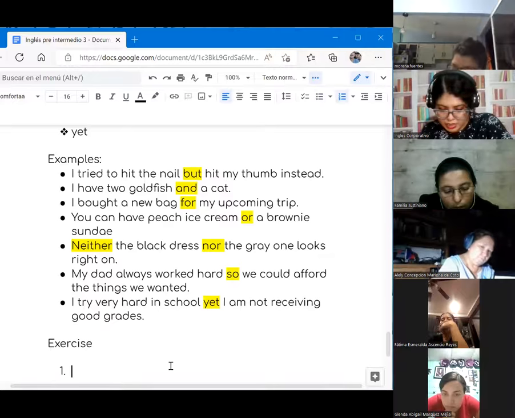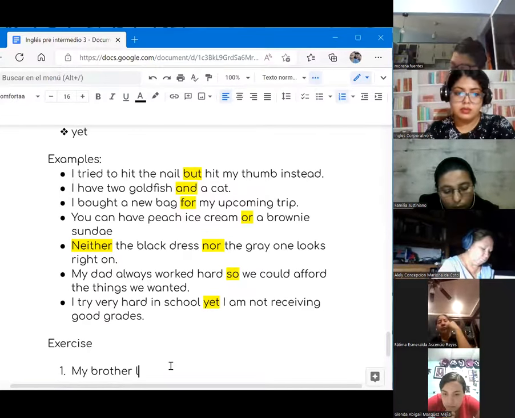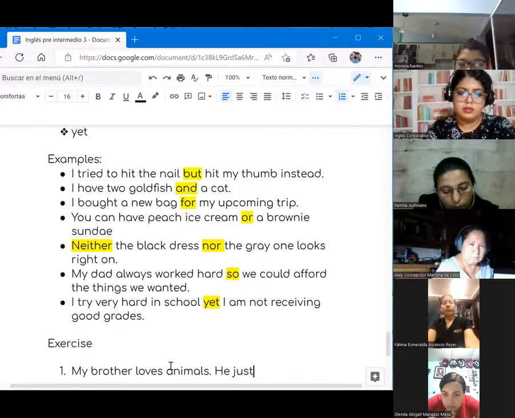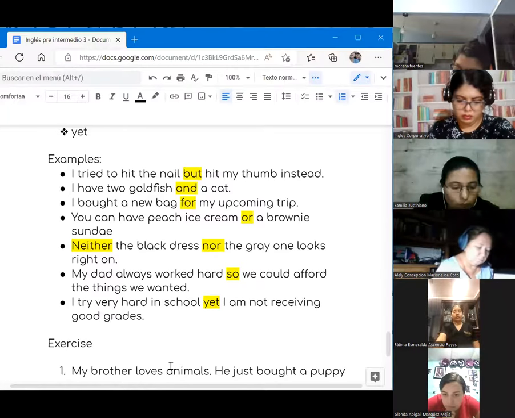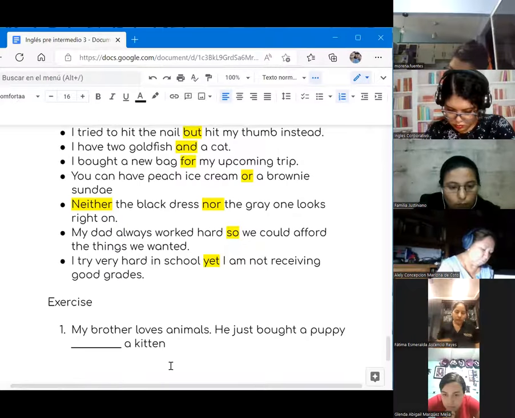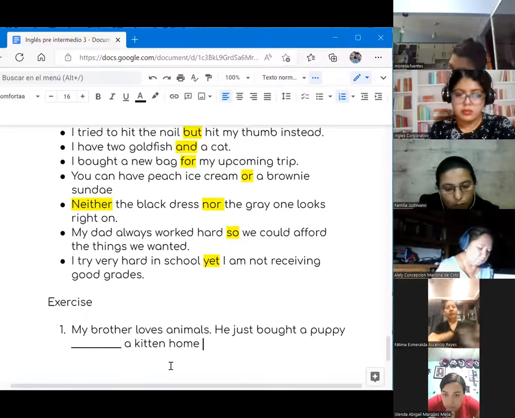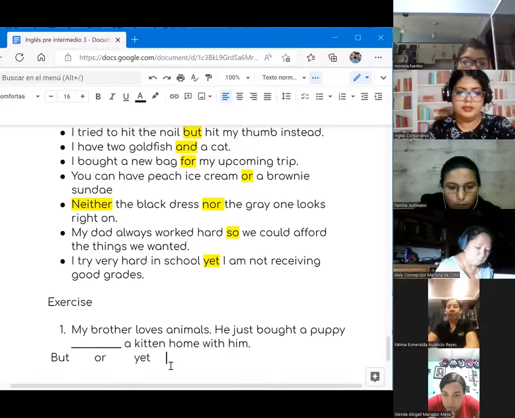My brother loves animals. He just saw a puppy. Then we have the options: but, or, yet, and.